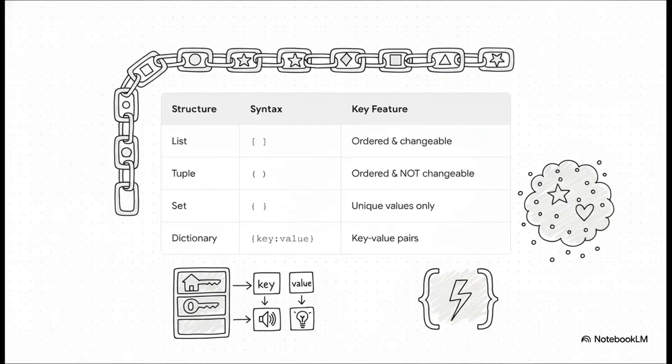Okay, so if you remember one thing, make it this. The list, with its square brackets, that's your everyday go-to collection. It's ordered, it's flexible. The tuple, with parentheses, is for ordered data that you need to lock down so it can't be changed. The set, with curly brackets, is your specialist for when all you care about is having unique items. And finally, the dictionary, for when you need to structure your data with custom labels using those awesome key-value pairs.